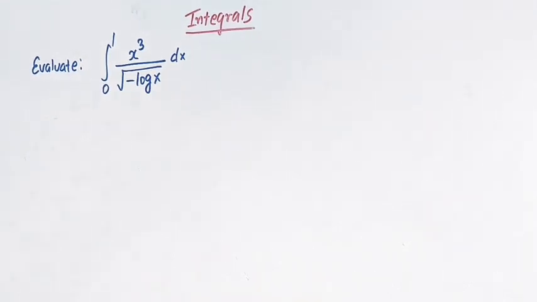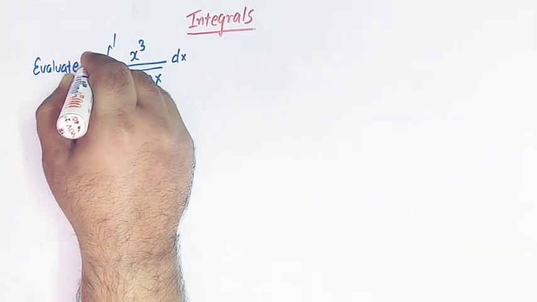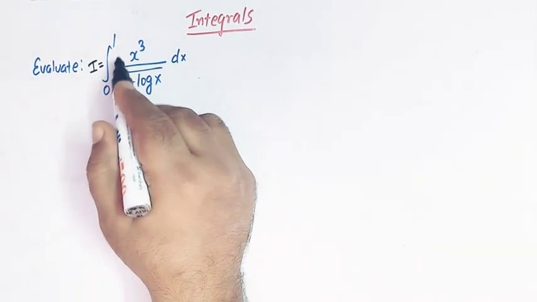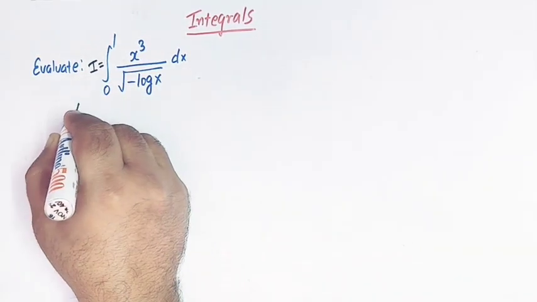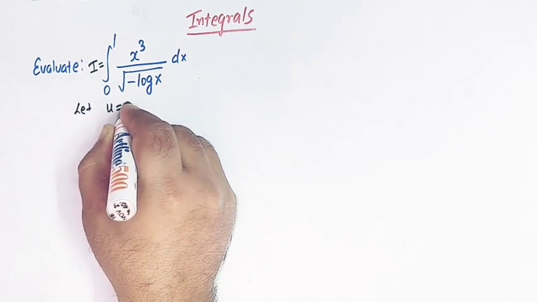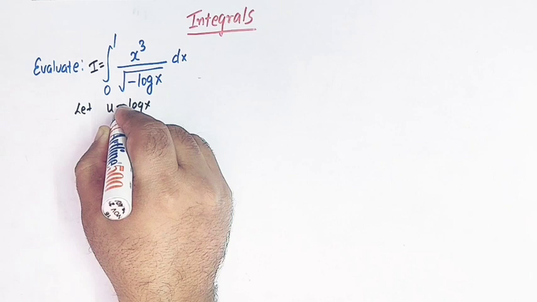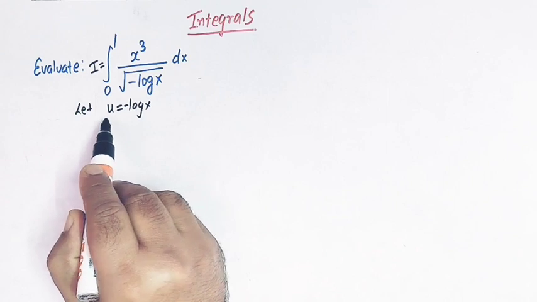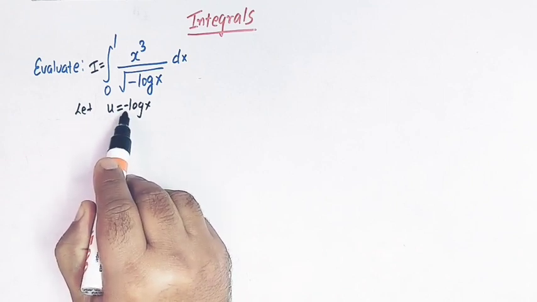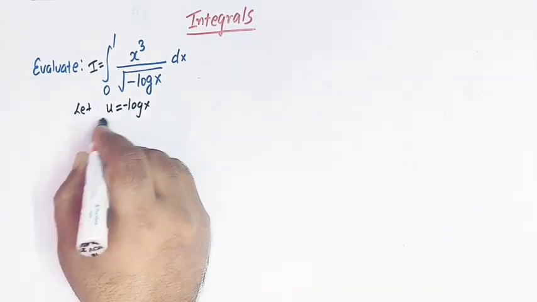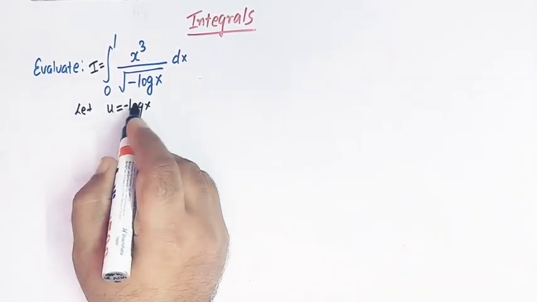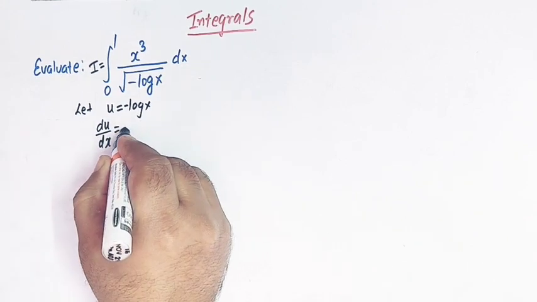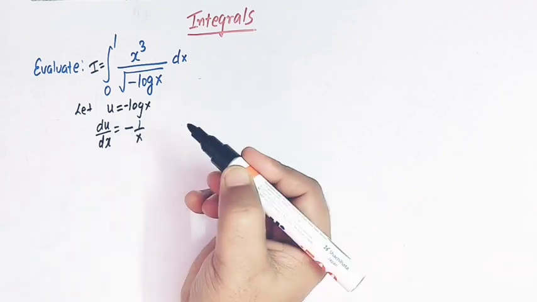So let us start. So let us take this integral as I, right? So here, first of all, what we will do, I will assume a new variable u, and u is equal to negative of log of x. Now let us differentiate this expression with respect to x. So du over dx is equal to negative of 1 over x, right?